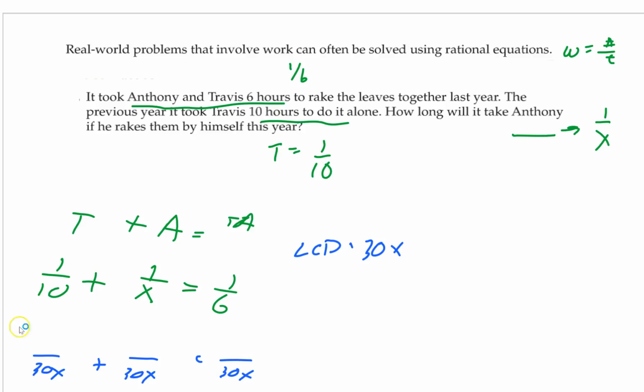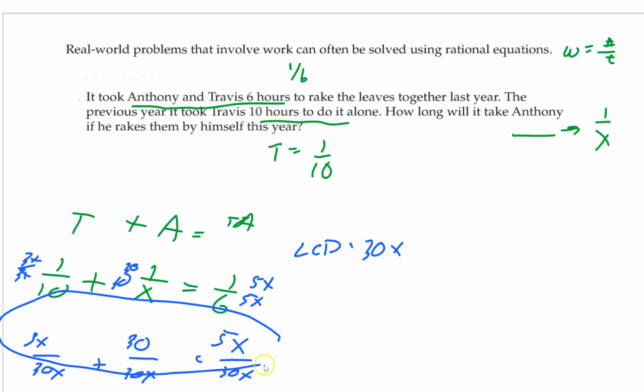All right, how do I get from 10 to 30x? Well, I'm missing a 3x. So I get 3x right here. How do I go from x to 30x? You're missing a 30. So 30. And then how do you go from 6 to 30x? You're missing a 5x. Right, and then once you have the same denominator, you can just solve the tops.